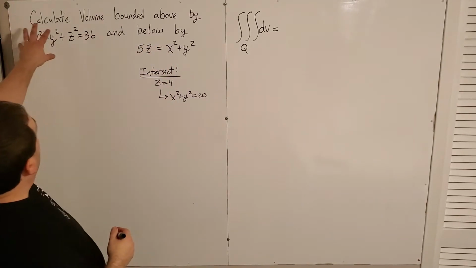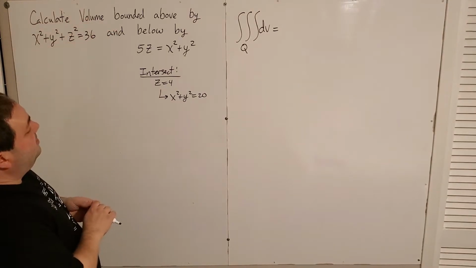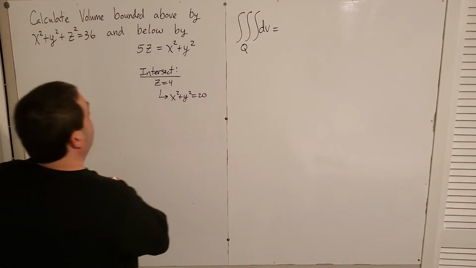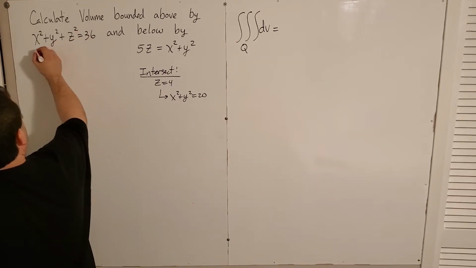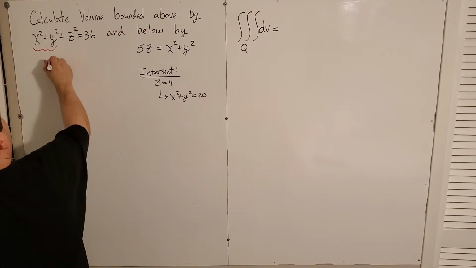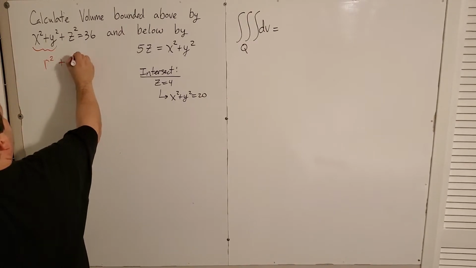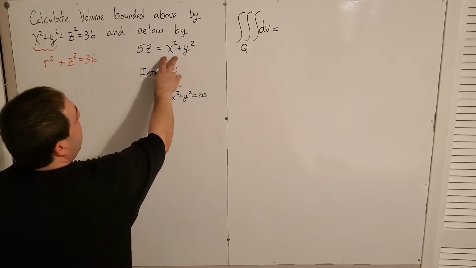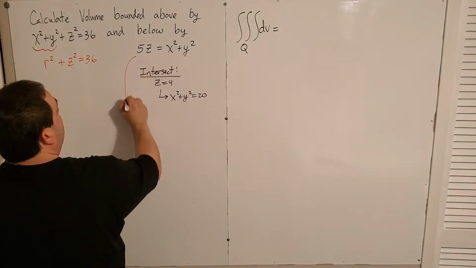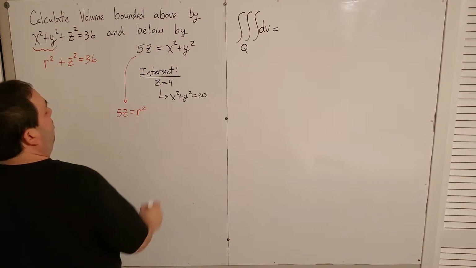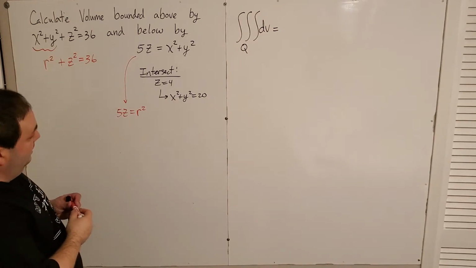All right, well, let's go ahead and convert all of these things into polar and cylindrical useful objects, right? This piece right here, x squared plus y squared, is going to be r squared plus z squared equals 36. And this piece right here, I'll have 5z equals r squared.